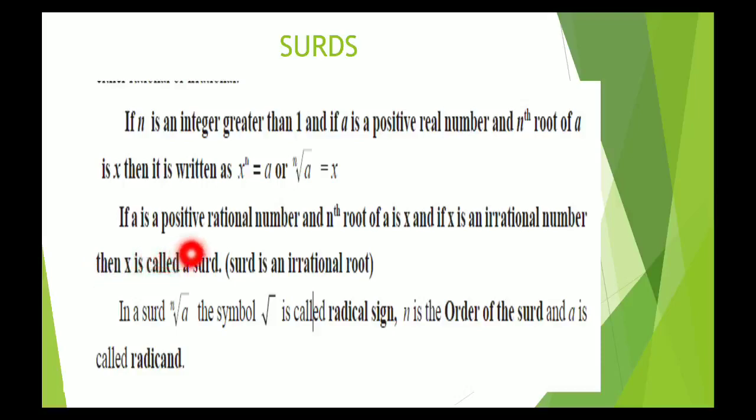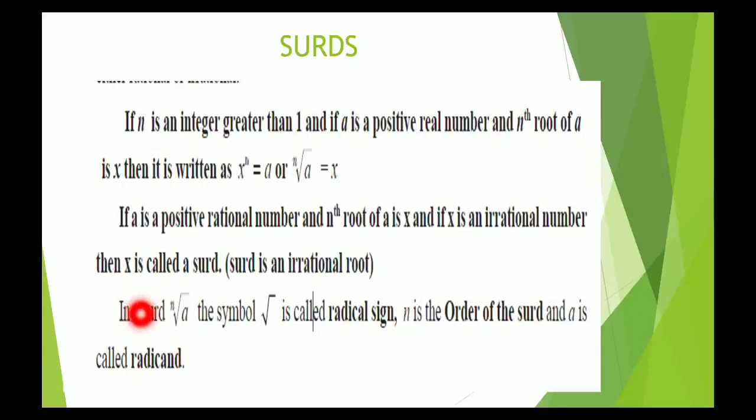If a is a positive rational number and the nth root of a is x, and if x is an irrational number, then x is called a surd. Now in simple words, what is a surd? A surd is an irrational root. Again, what is a surd? A surd is an irrational root. Now let us see here.